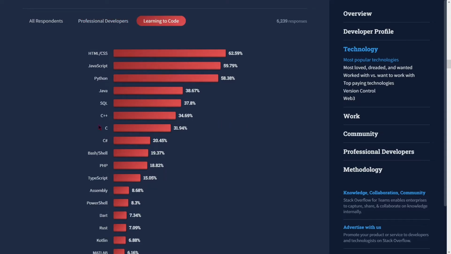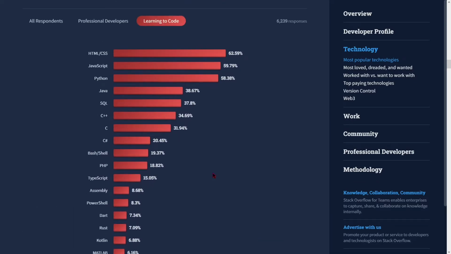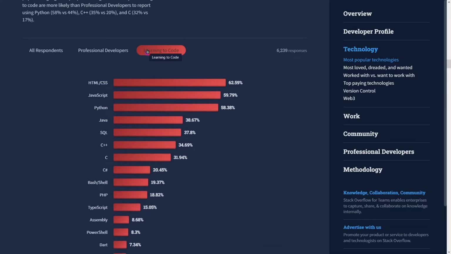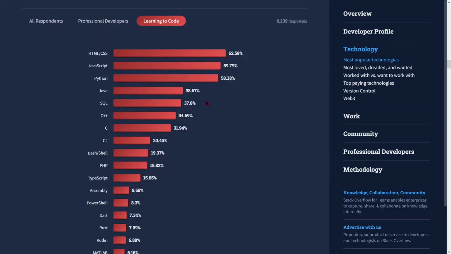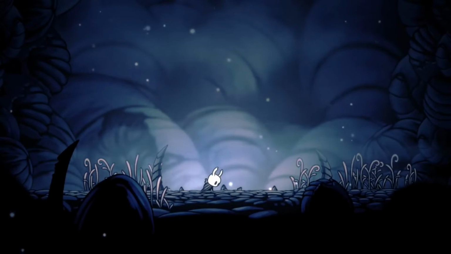I don't really know why C++ is 34 and C# is 20. I don't understand at all, because as far as I know, a lot of people are starting to use Unity, and Unity uses C#, and I recommend you to start with Unity. This is just to take a look at what the learning to code people are choosing to learn when they are starting. So now, which programming language should you start to learn?